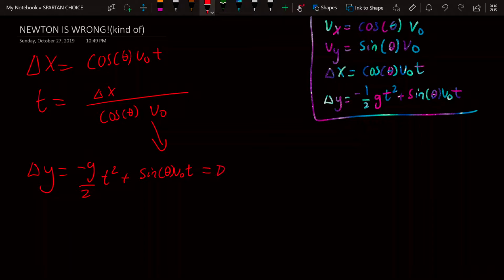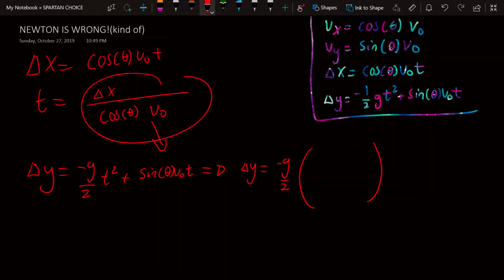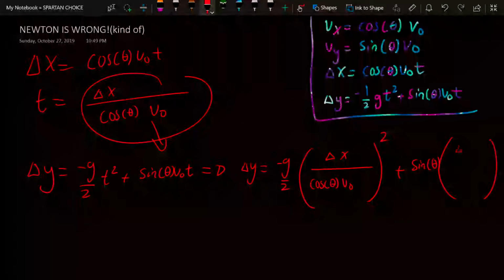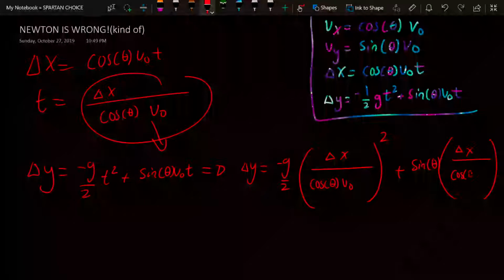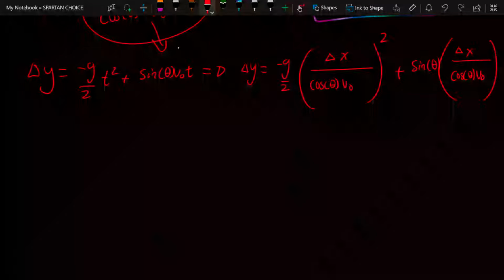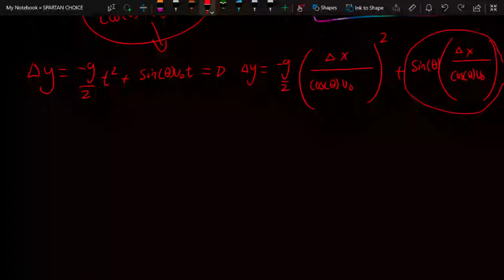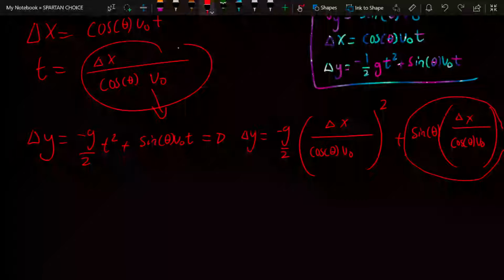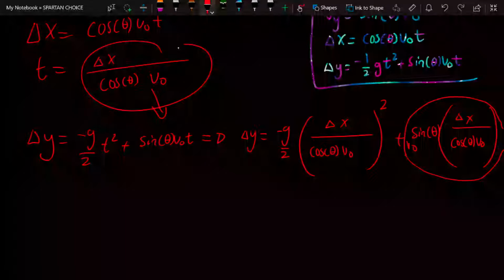What do we get? We get that delta y is equal to minus g over 2 times this whole quantity, time is equal to all of this, right? So we're just going to substitute all of this, all squared, plus sine theta multiplied by the time, delta x over cosine theta v0, right? Now let's try to simplify this. Let me check if I forgot anything. Of course, I did. I forgot v0. Okay. Now what can we do here?